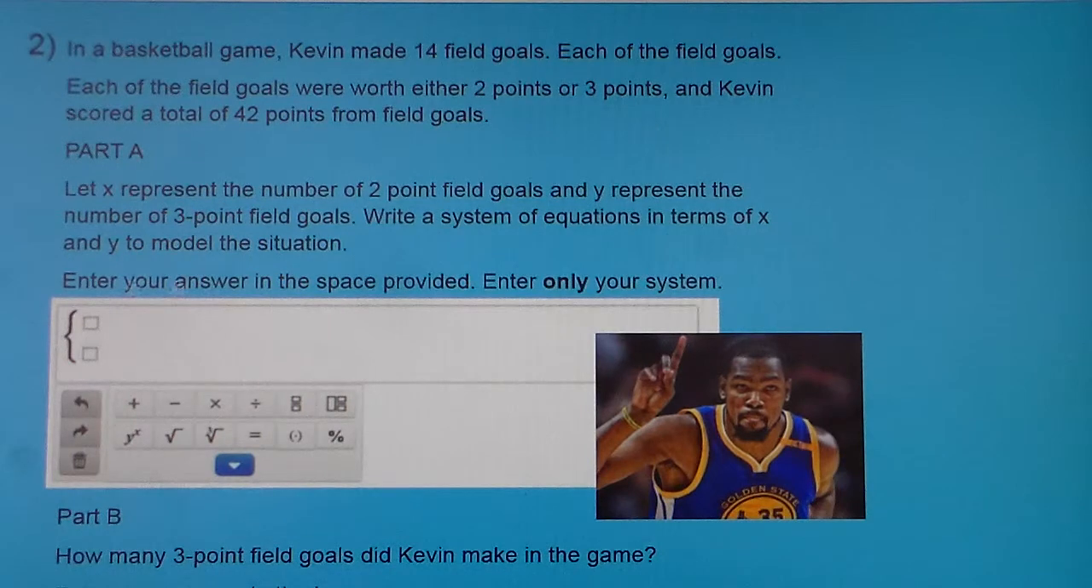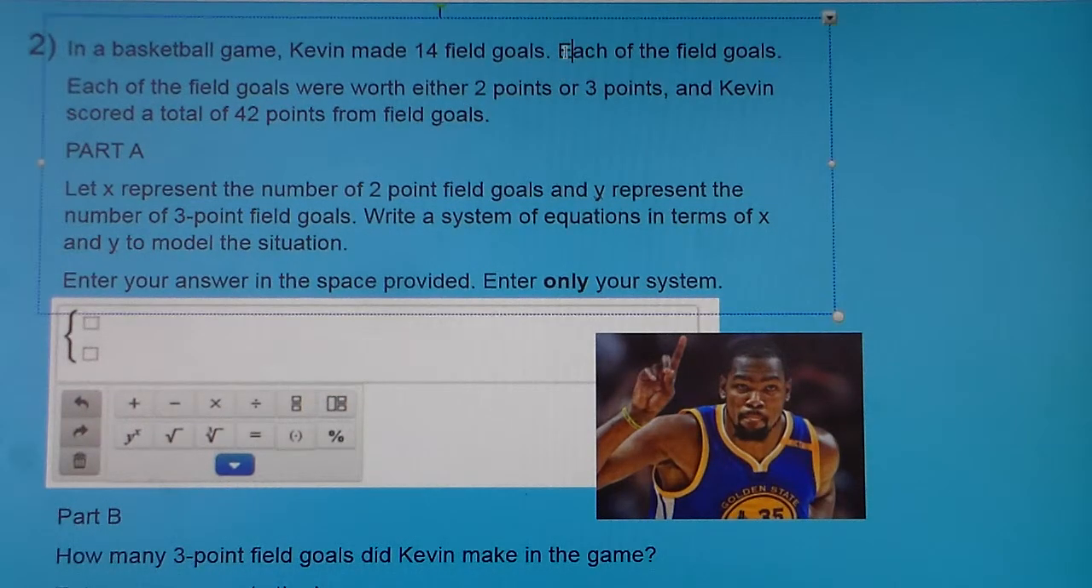You're going to put your answer down here. You're going to write the system. And then part B is we're going to tell how many field goals it is. That's going to be down below. So how do we go about doing it? We know it's 14 field goals.